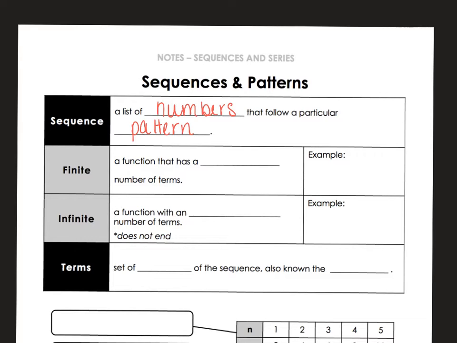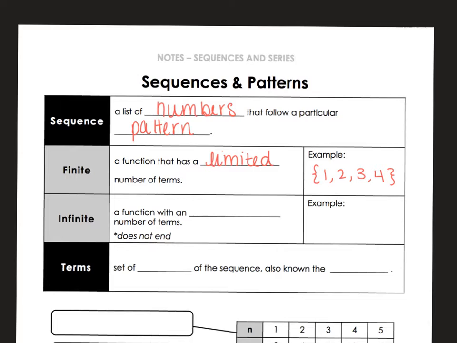We can have something that's called a finite sequence, and that's a function that has a limited number of terms. An example of that would be, for instance, we would use curly brackets because it's just telling us this is a list of numbers and it's going to end, so it's closed.